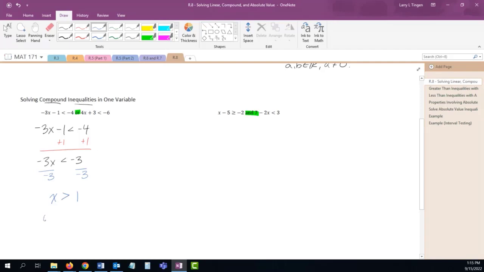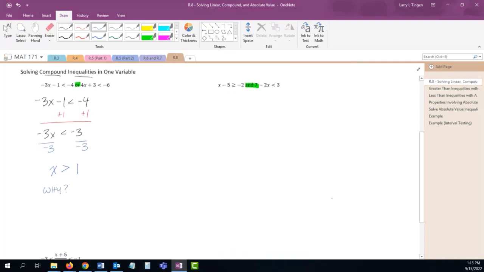Why does that happen? It happens, and understanding this any deeper than what I'm going to show you is unnecessary. If 2 is less than 5, that's true, right? If I flip the sign on both sides, does this hold true? If 2 is less than 5, then -2 is less than -5. That's not true, is it? That's false.